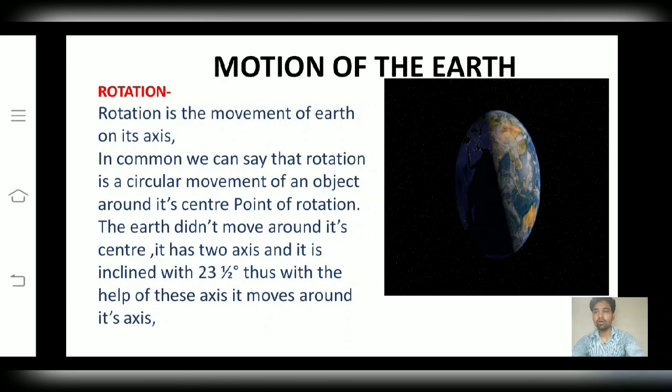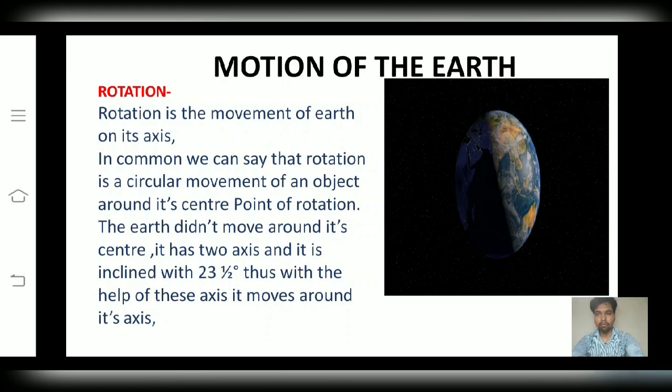So friends, rotation is basically defined as a circular movement of an object around its center point of rotation. It means every object has its center point by which it may rotate easily. So in case of earth, what we may say? We may say that movement of earth on its axis is defined as rotation.